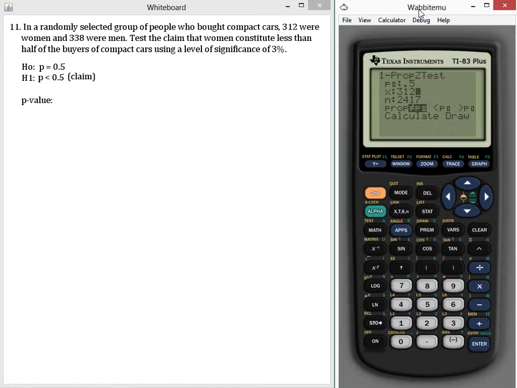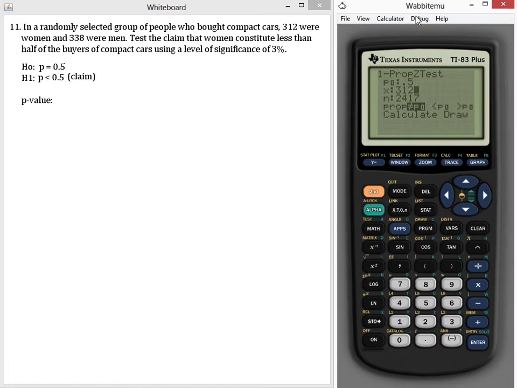Now the tricky part here is that the other number is 338, but that's the number of men that bought compact cars. It's not the sample size. The sample size is the sum of the women who bought compact cars plus the men who bought compact cars. And you could add that in your head and plug it in, or you could just type it in like this, and the calculator will add it together and just put the result for n. So that's kind of a nice feature. And then the symbol in the alternative is less than, so we'll select here, hit calculate.